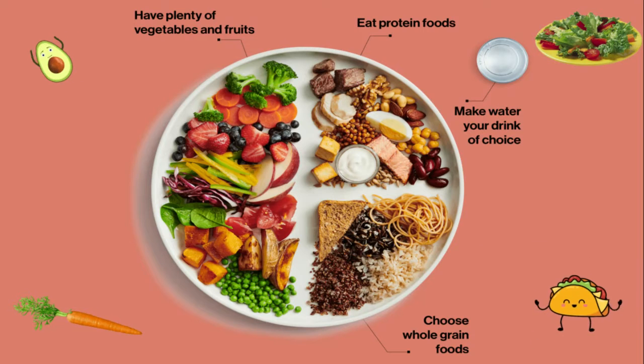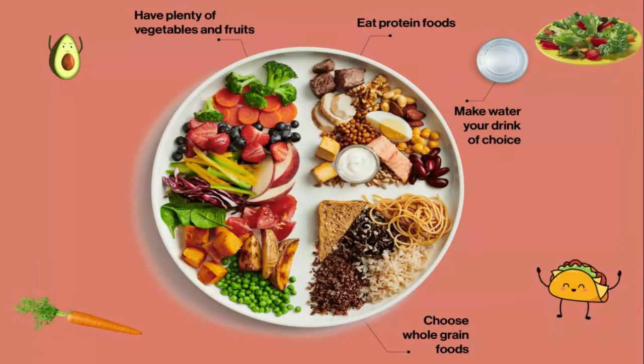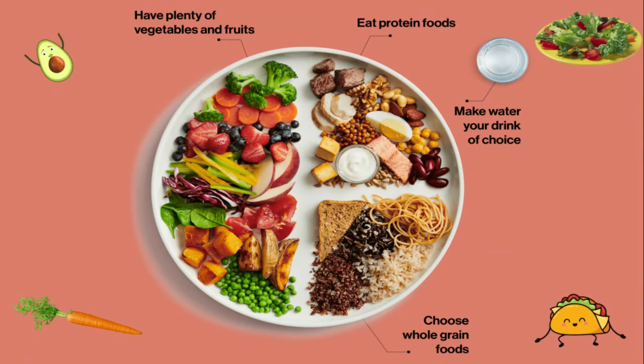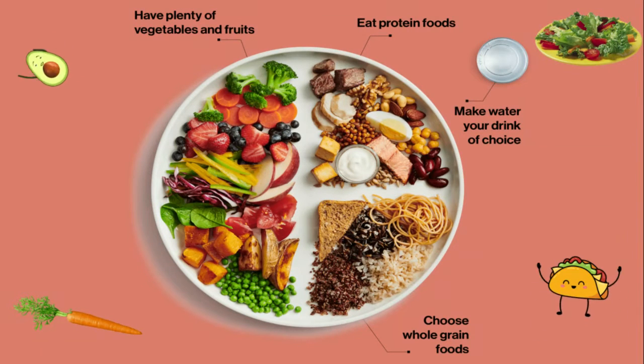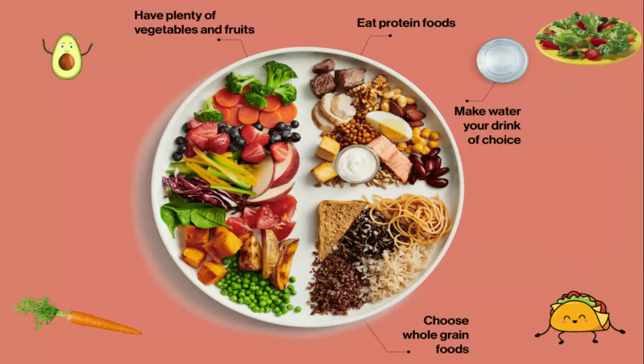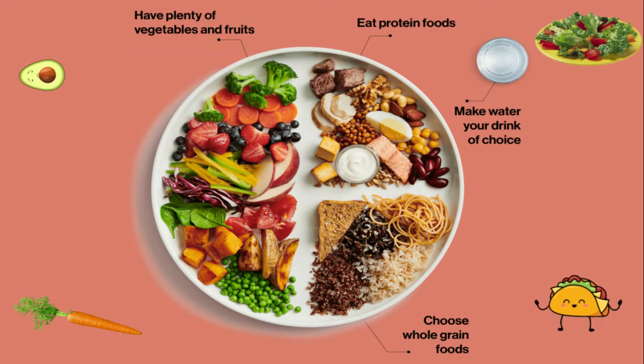And here we have the healthy plate. It's an example of the 4 food groups, which is fruit, vegetables, meat, dairy, and grains. And it's essential to eat something from each group every day. Next slide.